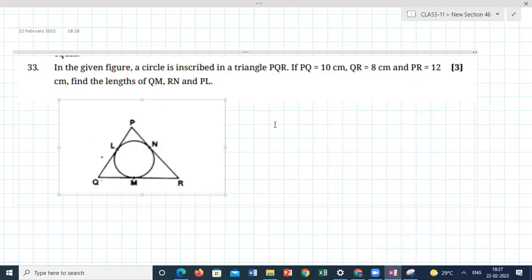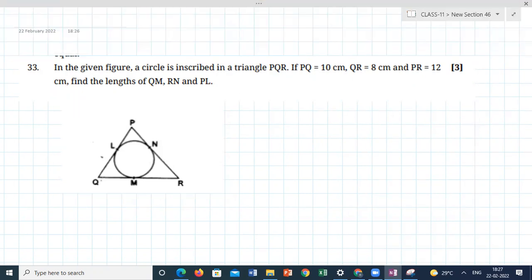So I'm giving the clue. We know PQ is equal to 10 centimeter, QR is equal to 8 centimeter, and PR is equal to 12 centimeter. And assume PL is equal to X, automatically PN is equal to X. QL is equal to Y, QM is equal to Y. This is Z. Then you can solve.